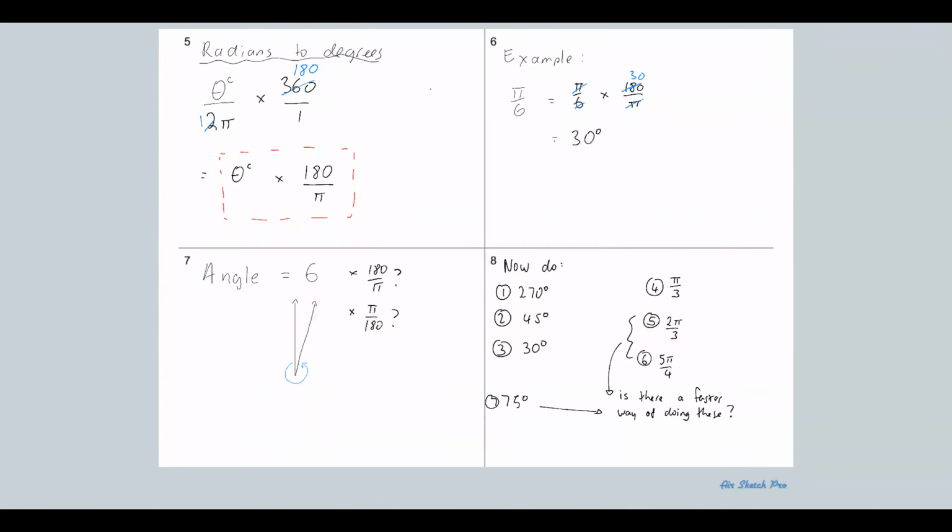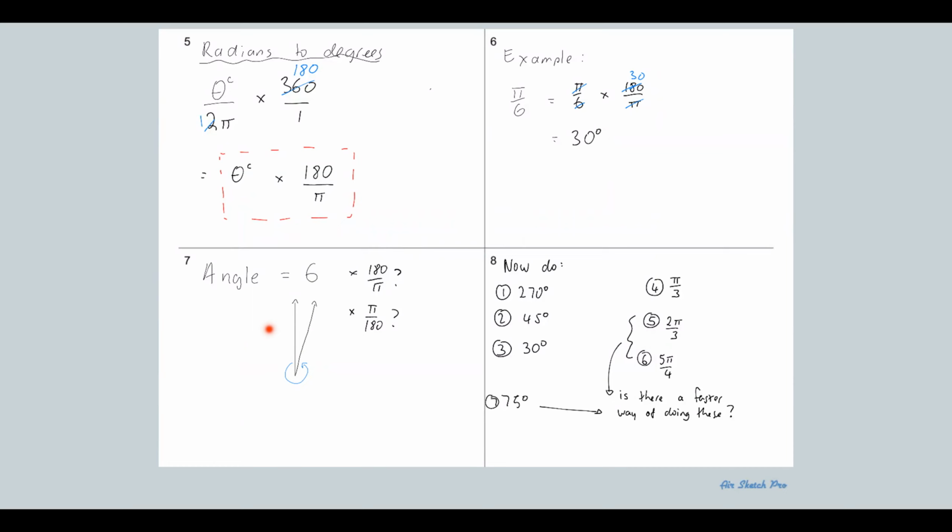Which one is correct? This one's correct, because this does not have the degree symbol. Now, one of the traps for young players with radians is that you can assume that if it doesn't have pi in it, it must be degrees. It's got to have the degree symbol. If it doesn't, it's radians.